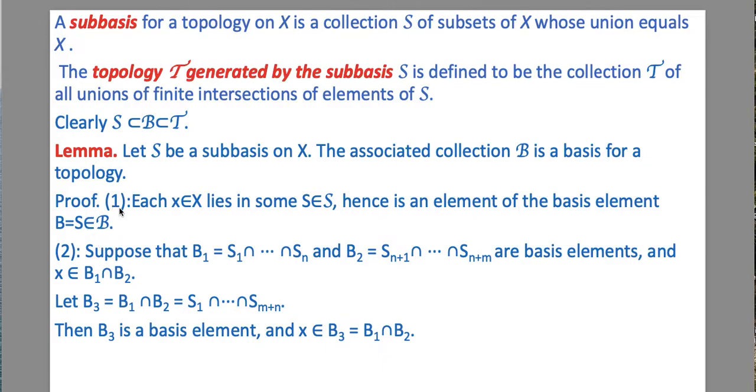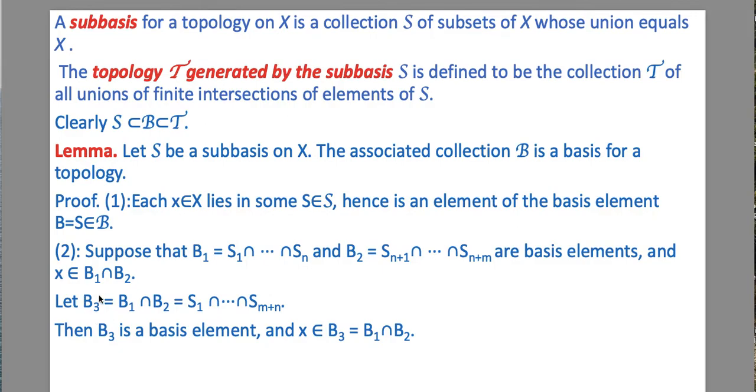Number two, suppose B1 is equal to S1 intersection S2 intersection ... Sn and B2 is equal to Sn+1 intersection Sn+2 intersection ... up to Sn+m. Suppose B1 and B2 are basis elements and x belongs to B1 intersection B2. It means x belongs to B1 as well as B2.